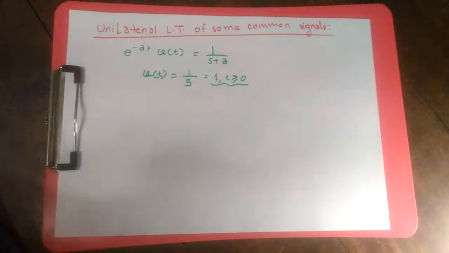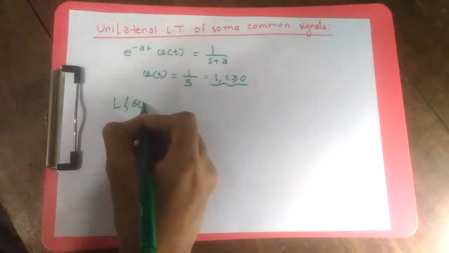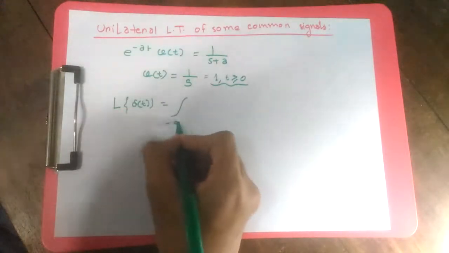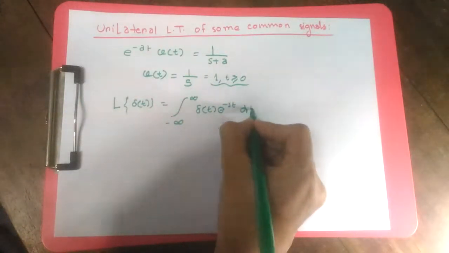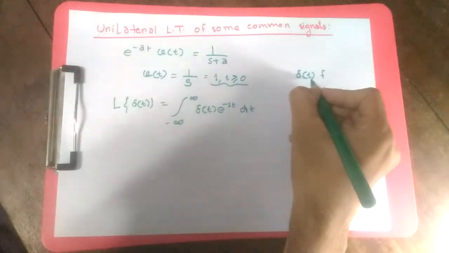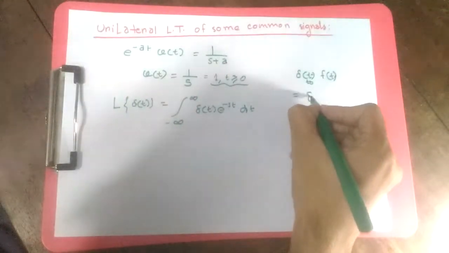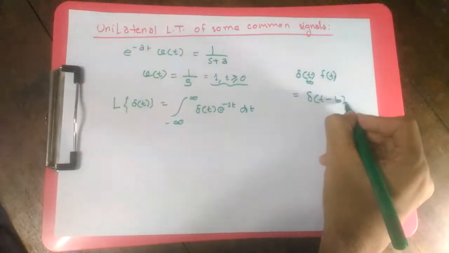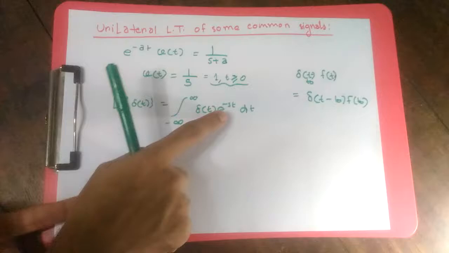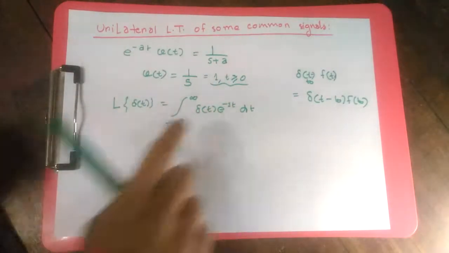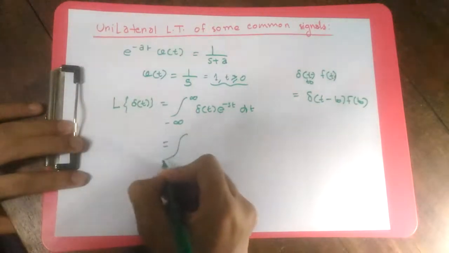Next, we want to know the Laplace transformation of the Dirac delta. Alright, so the Laplace transformation of Dirac delta t by definition is the integral from minus infinity to infinity of delta t e to the power minus st dt. Now we know delta of t minus t naught times a function of t, when evaluated, is equal to the function evaluated at t naught. Here t naught is 0, so we put 0 in the place of t in e to the power minus st to evaluate it.